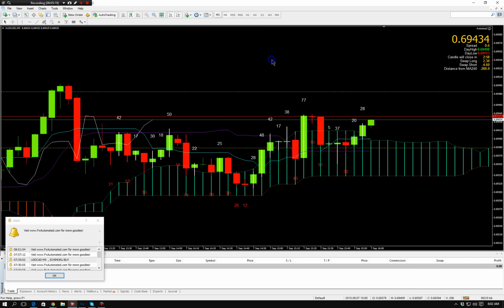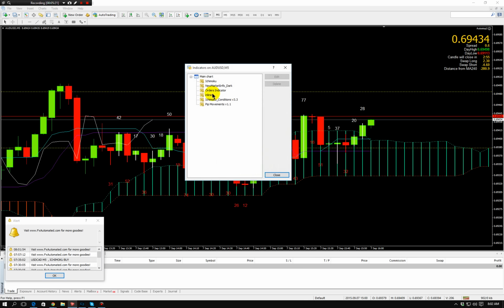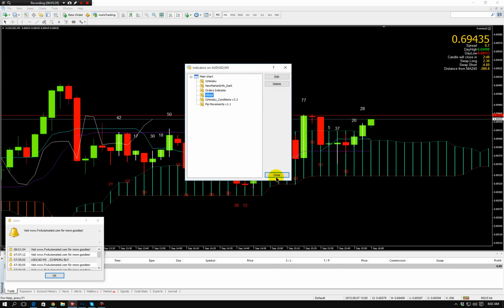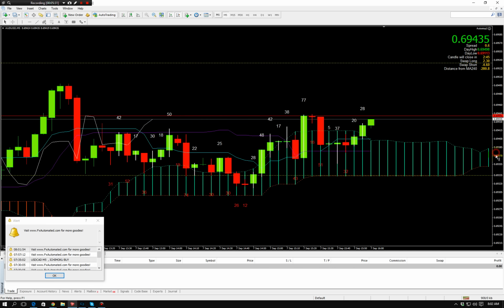So let's go to inlines. And remember, inlines is what shows you. It's set at 5 pips now. So let's go to 10. That would be 100 on this. That's going to show us a 10 pip take profit.